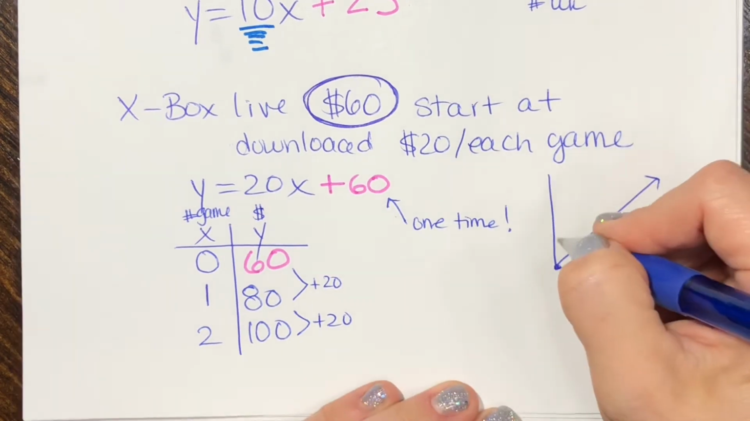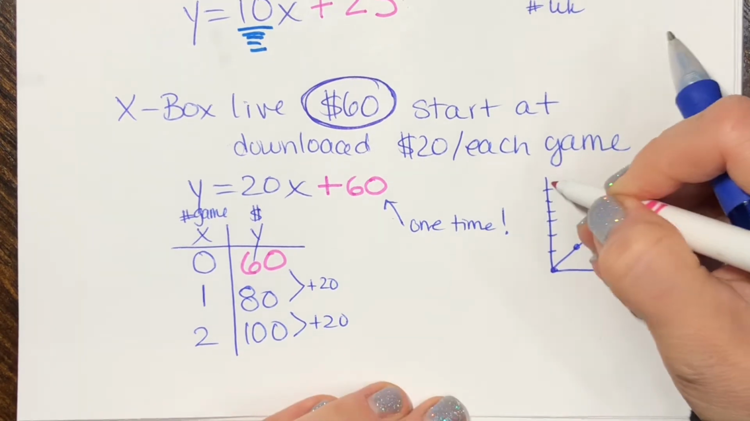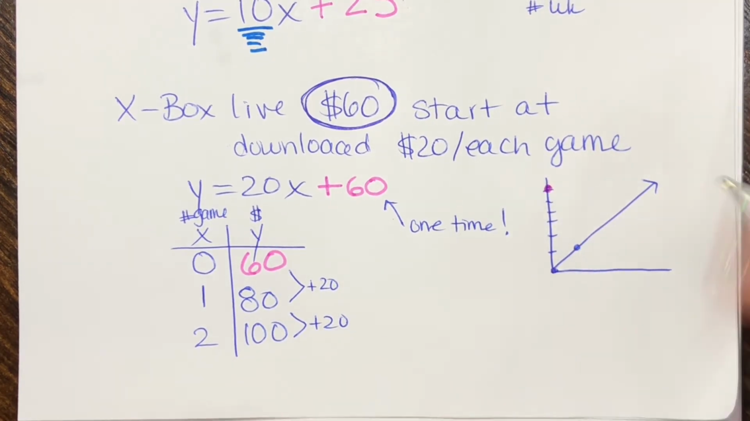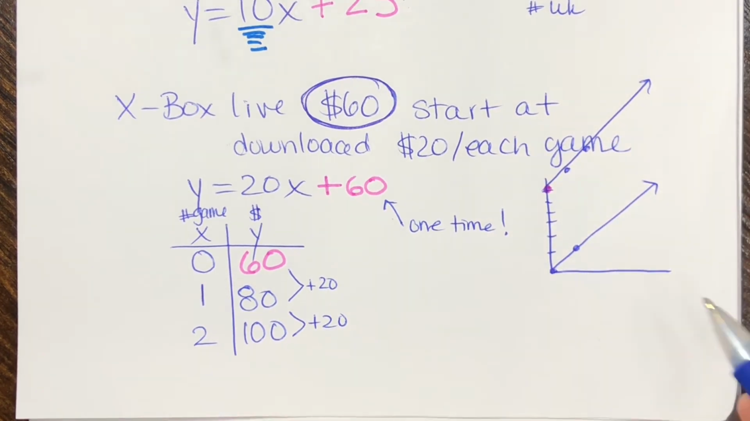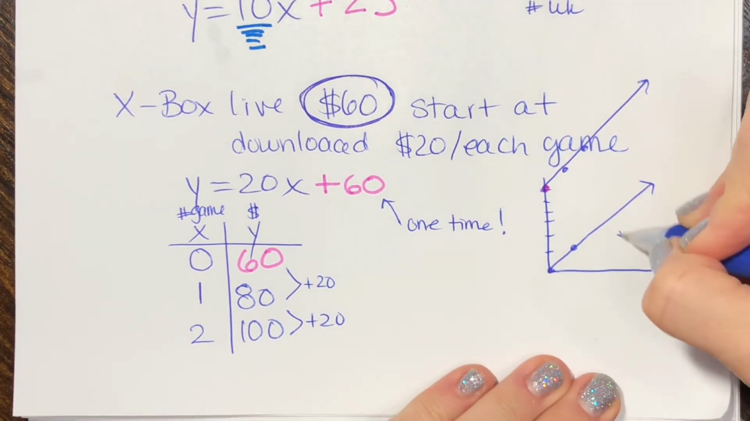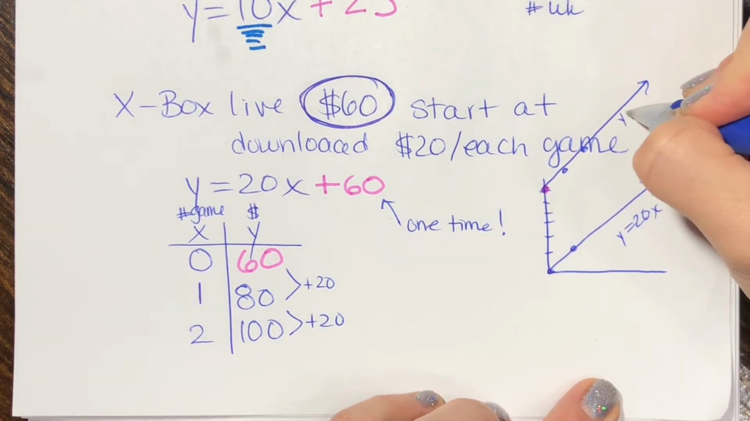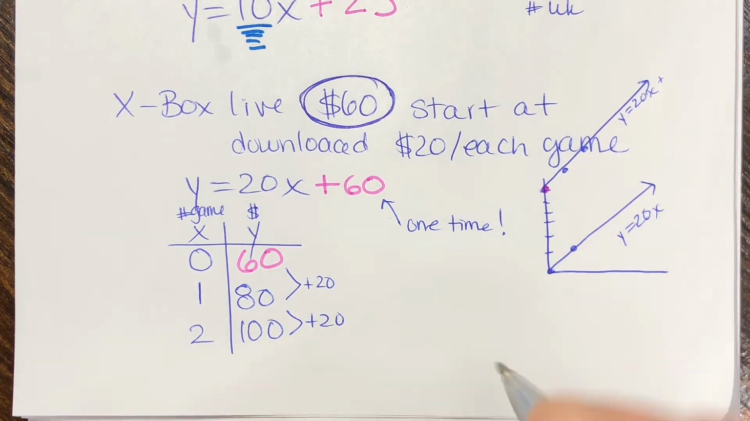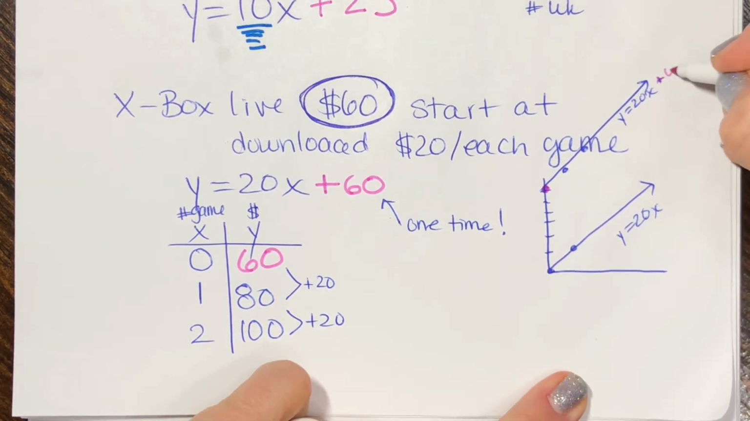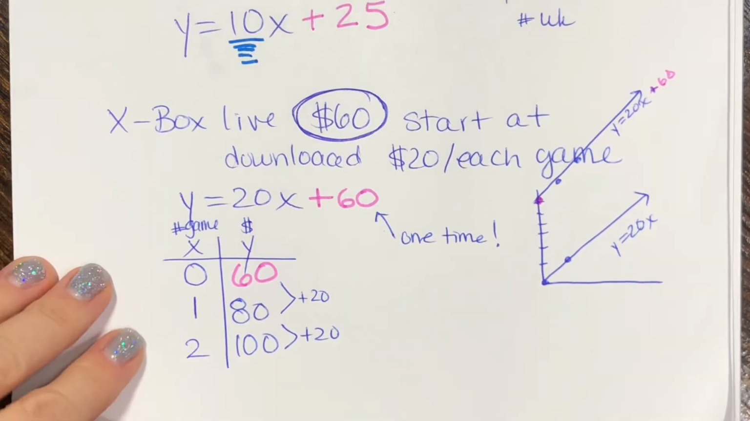Well, if this was 0, 0, and this was 10, 20, 30, 40, 50, 60, I'm starting way up here. I'm still paying $20 per game. And so again, here is my y equals 20x. This was no Xbox Live. This is my proportional relationship of y equals 20x shifted up 60. And that's really what a beginning value means, okay? Let's take a look at this example then.